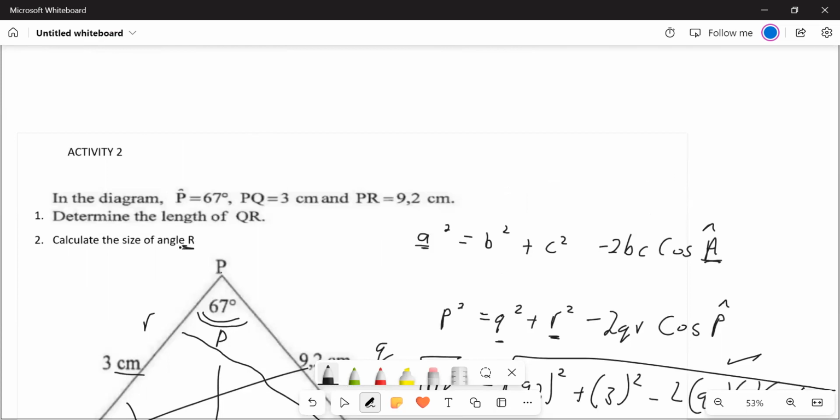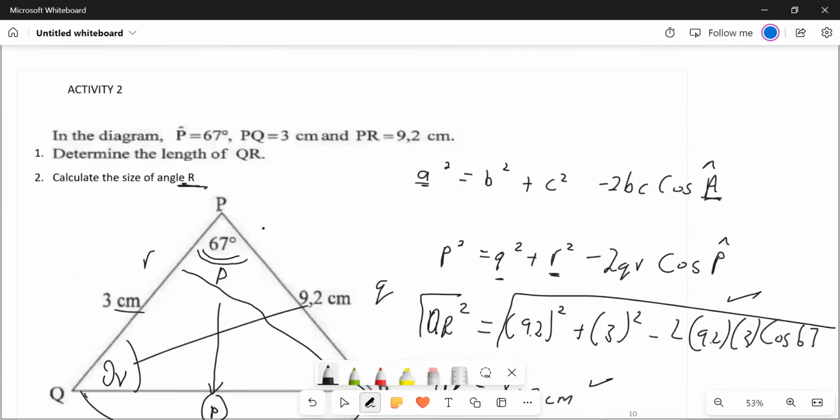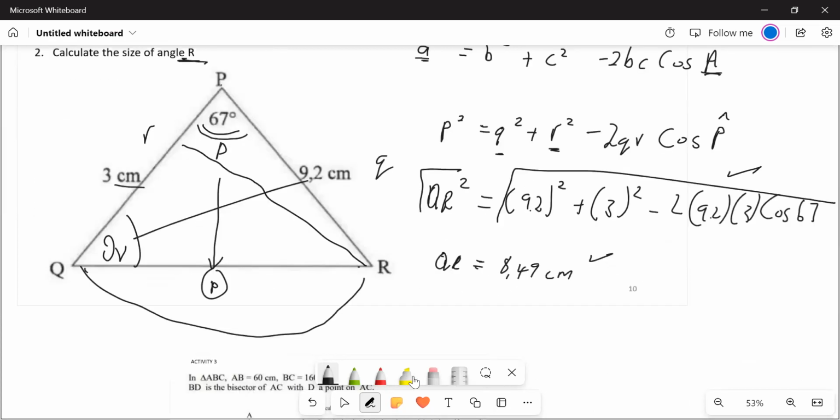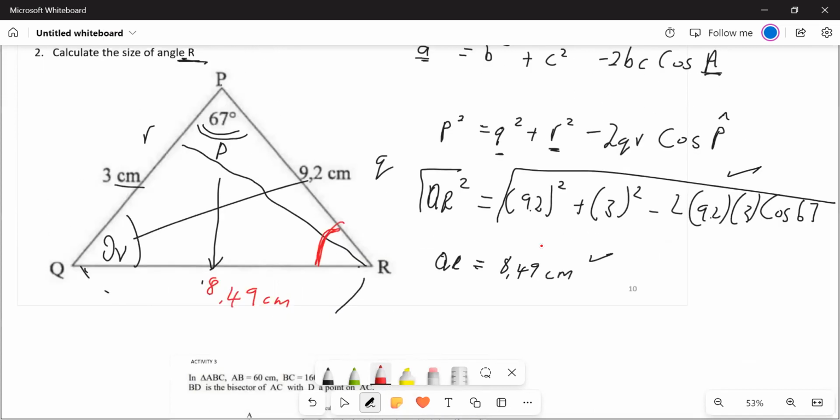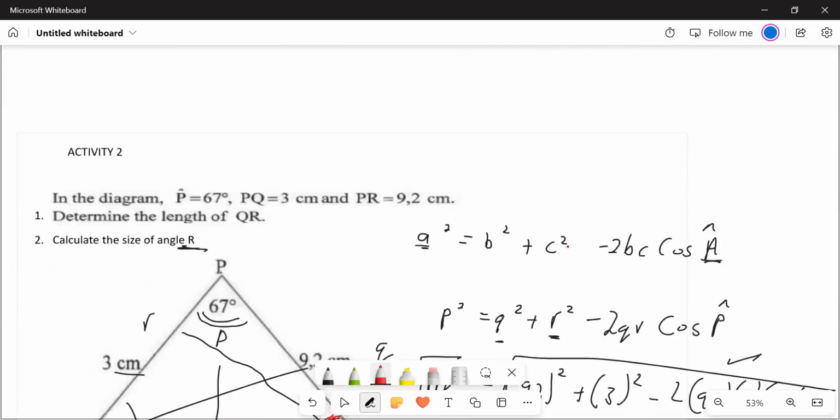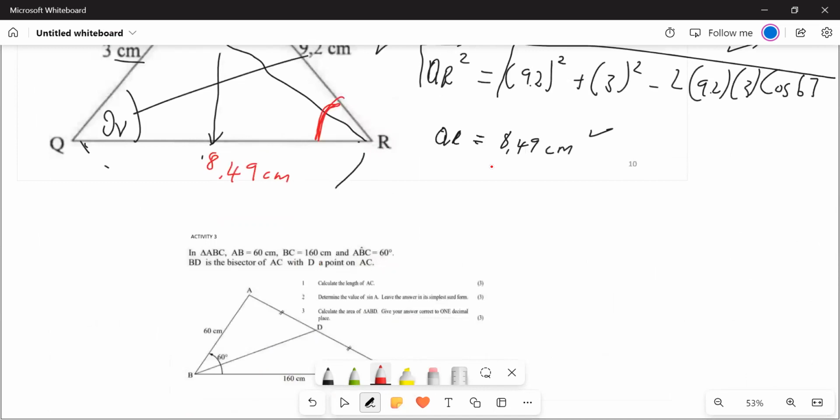The next question, they say we should calculate R again. Now, before we calculate R, we're going to update our diagram. If we update our diagram, we're going to have 8,49 centimeters. And then they say we should determine what is going to be this angle here. Lynn, you see now, the diagram here is updated.